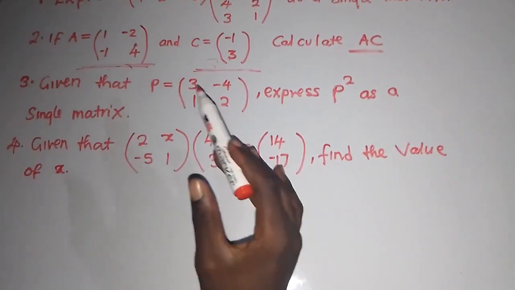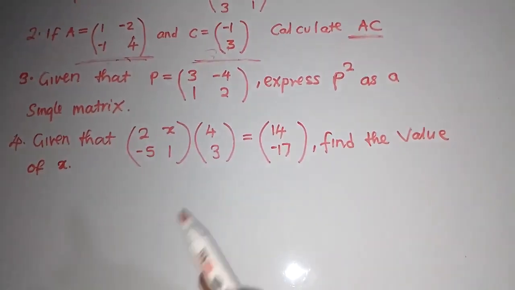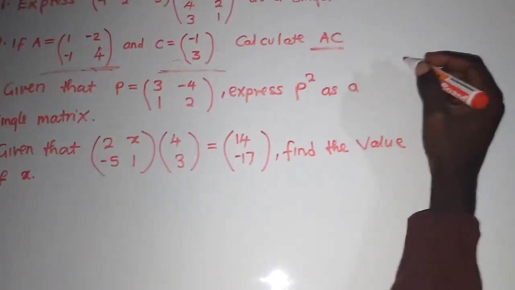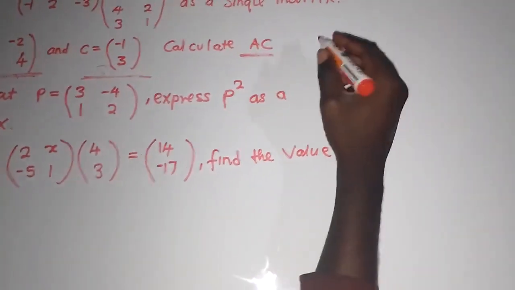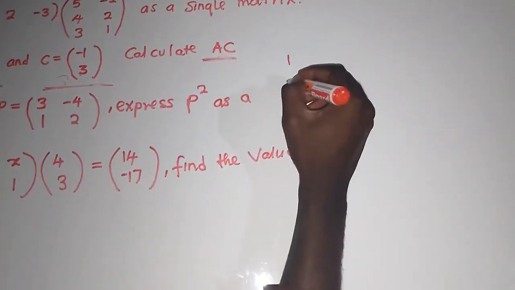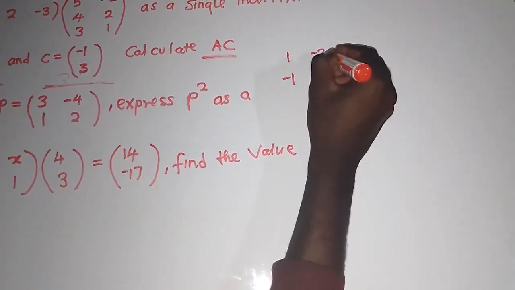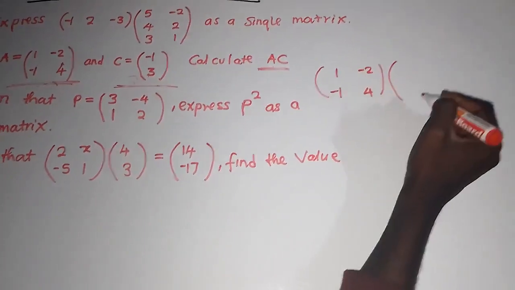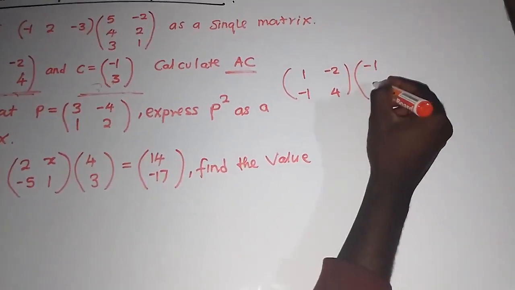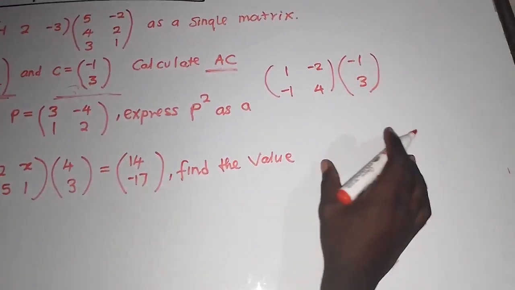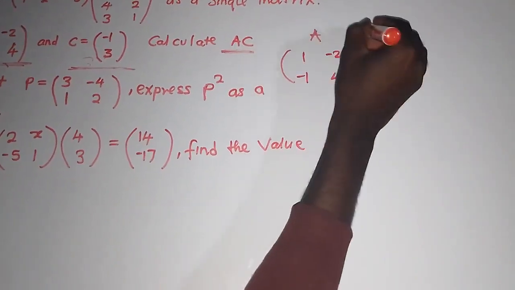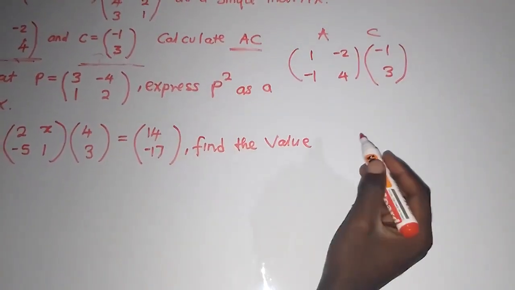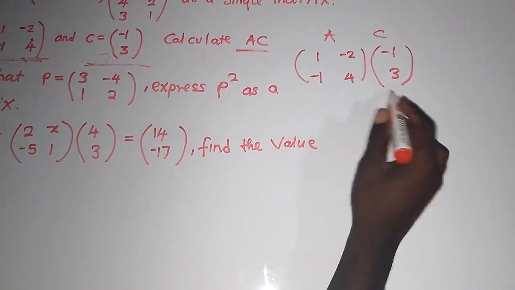So let's make sure we understand the language which they are using. So I move to this. It is like this. So this is A: 1, -1, -2, 4. Then I've got C: 3, -1. So this is A, this is C. If there is no sign in between, it means multiplication. So we multiply these two.